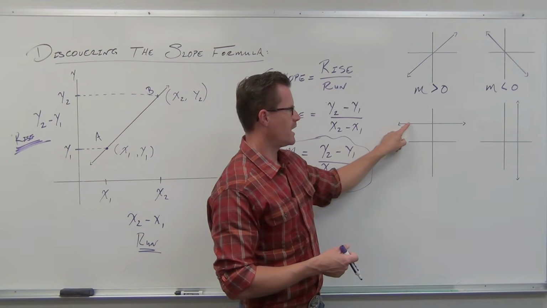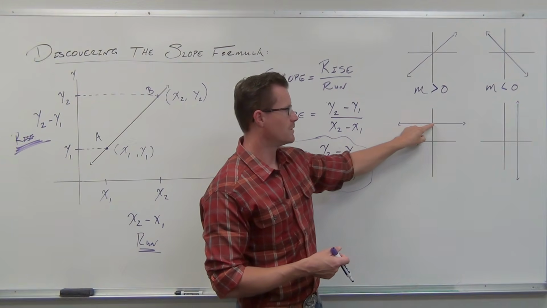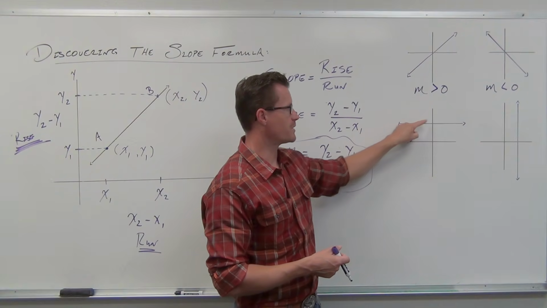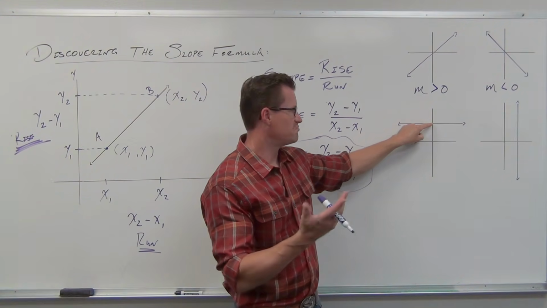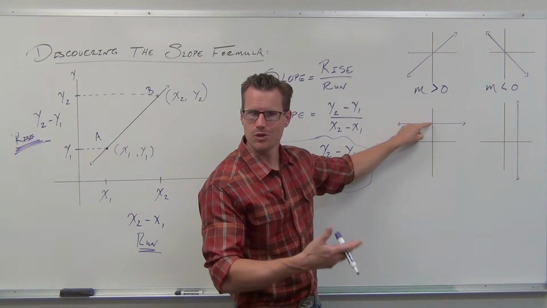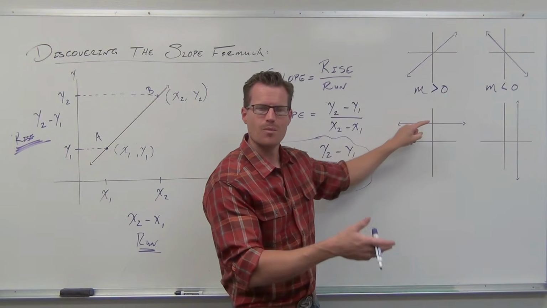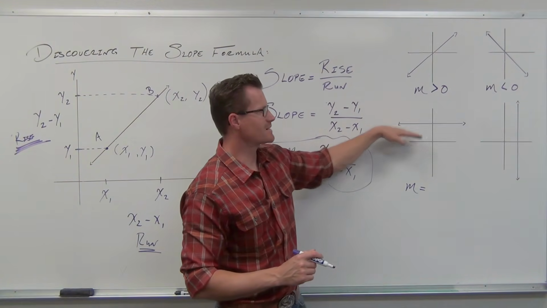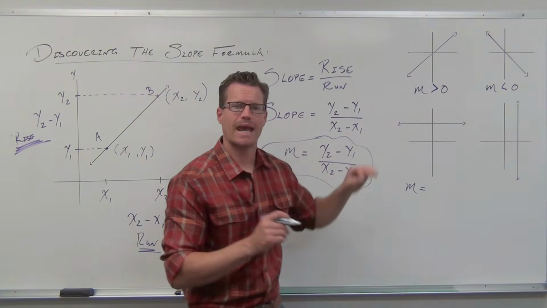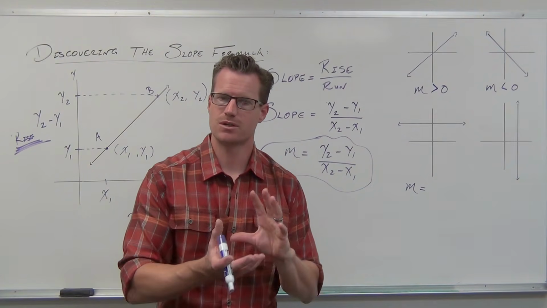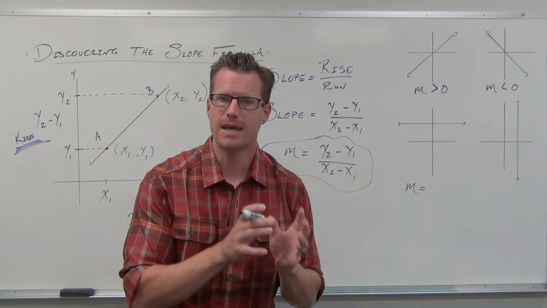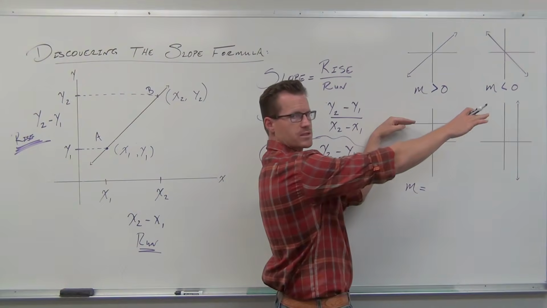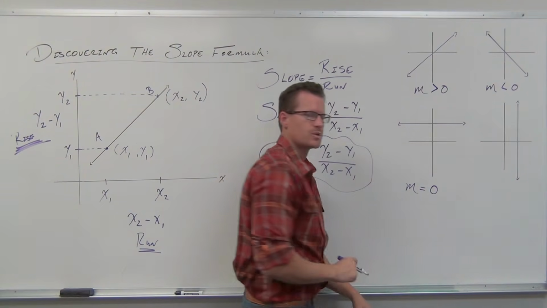Go from point to point. How much do you climb from here to here? 0. How much do you run from here to here? How much do you go to the right? Several units, but you are going several units to the right. So basically your slope, if your rise is 0, you're not climbing, you're not falling. Can you, oh, this is beautiful. Can you divide 0 by a number? Yes, and you get 0. So no rise, lots of run, your slope is 0.